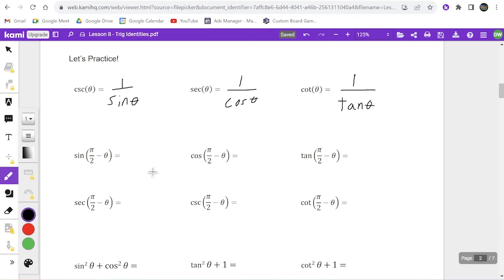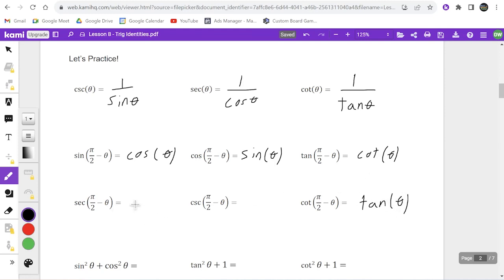The next 6 are the cofunction identities. Remember, sine of this becomes cosine of just theta. All the pi over 2 and the minus stuff, that just goes away. So it just becomes normal cosine. Next, cosine becomes sine theta, because remember, they're complements of each other. Tangent will become cotangent of theta. Skipping to the bottom right, cotangent will become tangent of theta, because again, they're complements.